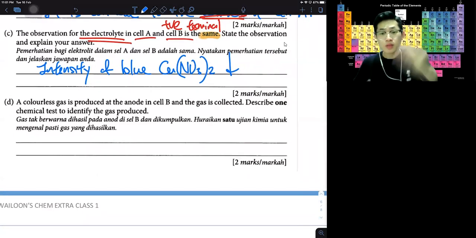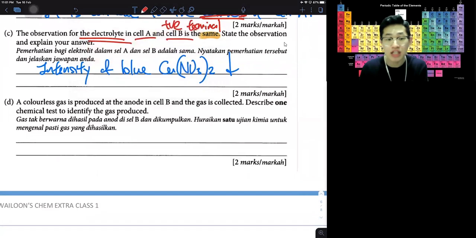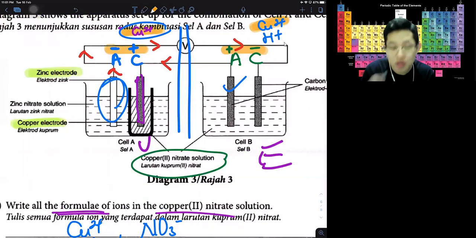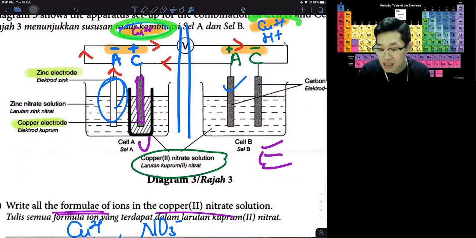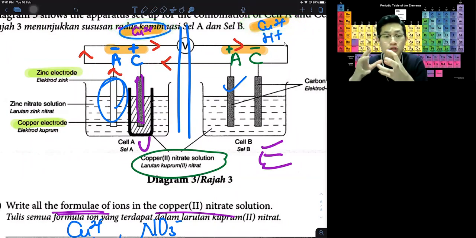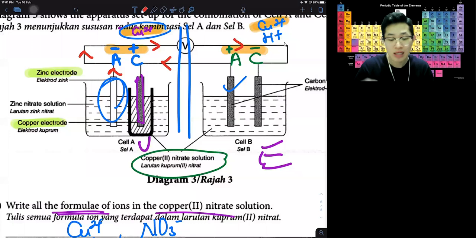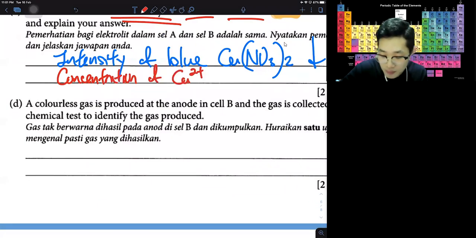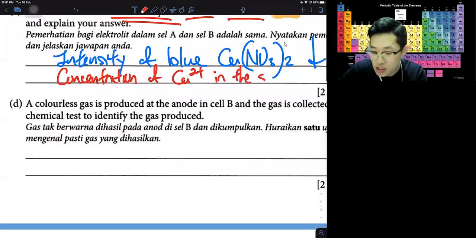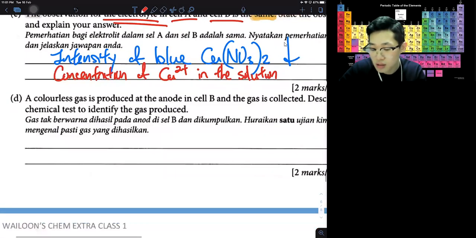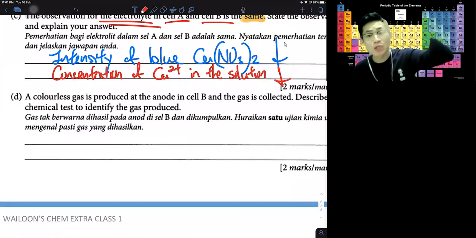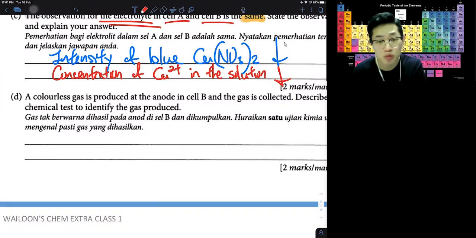Why would the intensity decrease? The reason is very simple, because they chose Cu2 plus. The Cu2 plus in the solution will turn into Cu. When it turns into Cu, the concentration of copper 2 ion in the solution decreases. That means you have less Cu2 plus now.